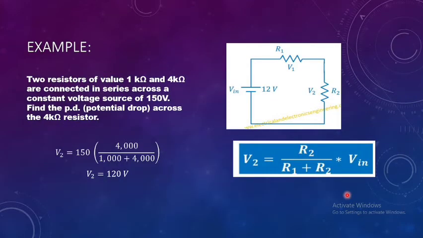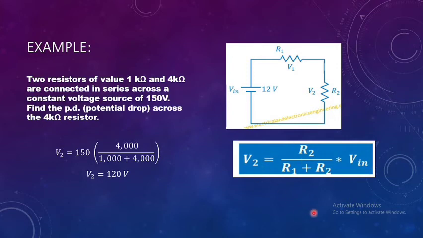So another example, the two resistors of a value of 1 kilo ohms and 4 kilo ohms are connected in series across a constant voltage source of 150 volts. Find the PD or potential drop across the 4 kilo ohms resistors. So, careful din po kayo kasi minsan PD yung nilalagay nila. So, it means potential drop. And then, it means also the voltage drop. So, same lang po yun. Yun lang po yung ginagamit nila pang lito po natin.